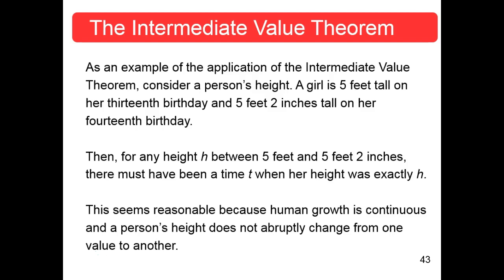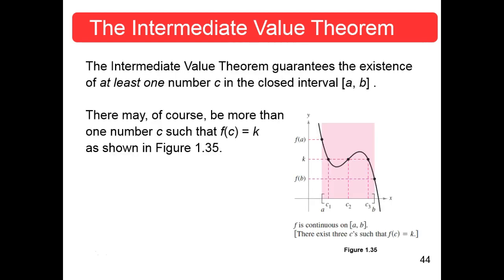Okay. It didn't say it was strictly increasing. The intermediate value theorem guarantees the existence of at least one number c on the closed interval. There may, of course, as I already pointed out, be more than one value c that would give you that same k. That's fine. It just says there exists at least one. And that's certainly the case.